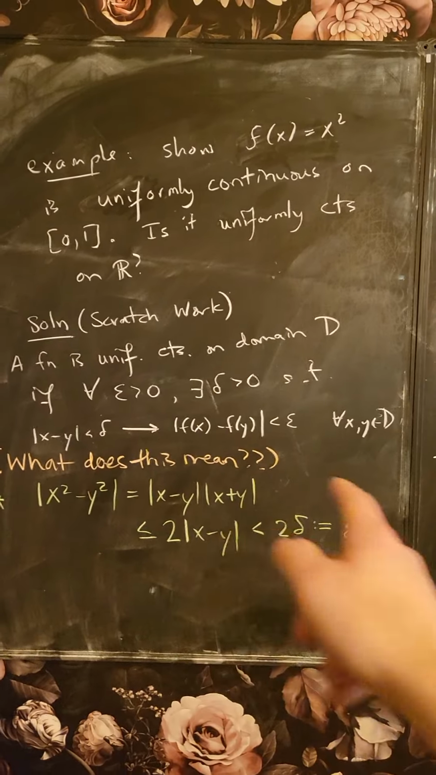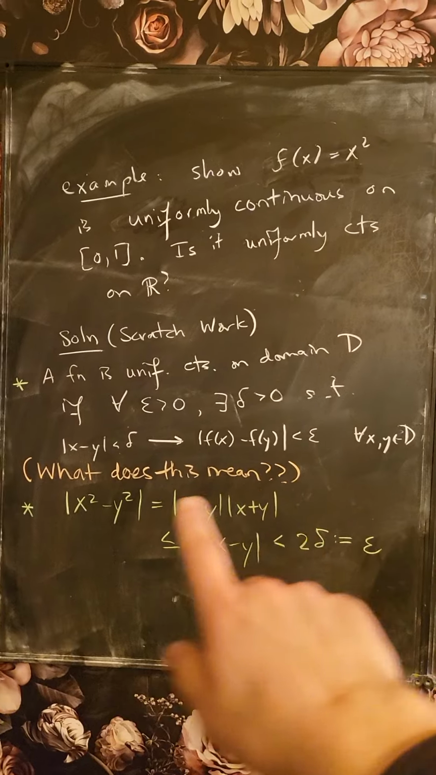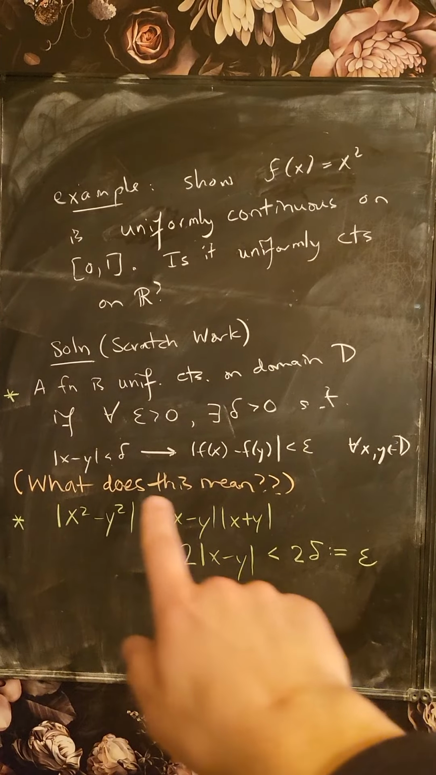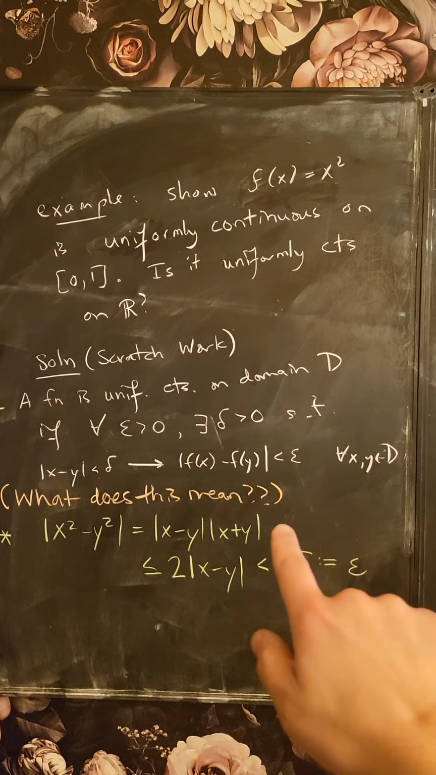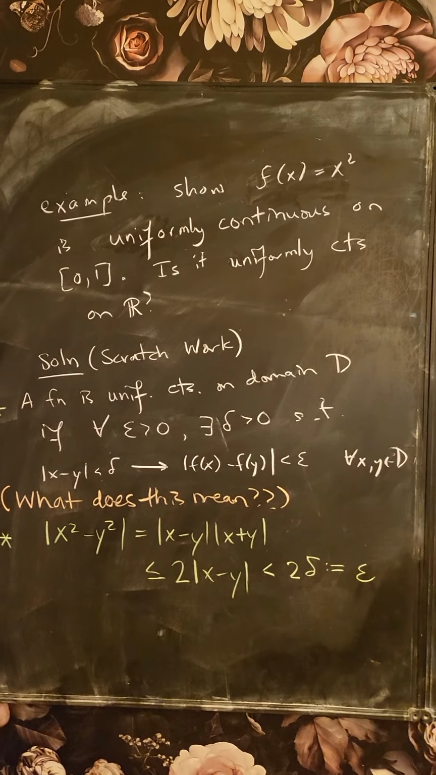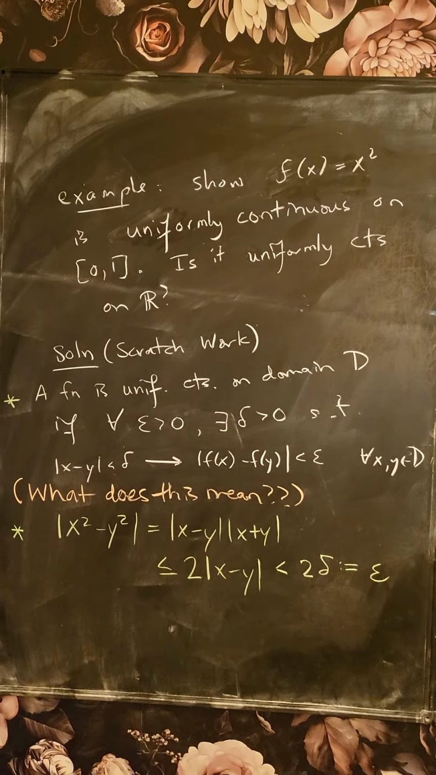You can write it out from memory, you can have it memorized, but then I'm going to ask you, beyond just your memory, what does this mean? What does this epsilon delta definition mean? Why is this the case? Why is this what we call uniformly continuous?